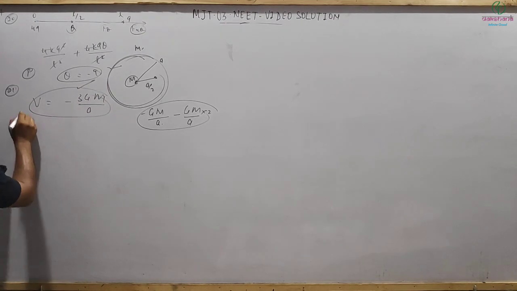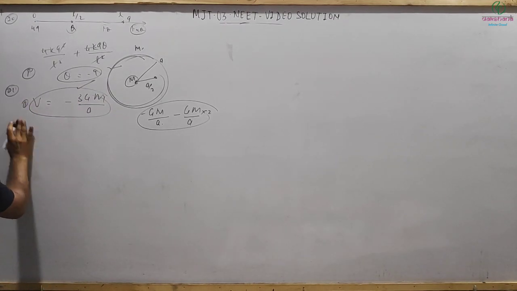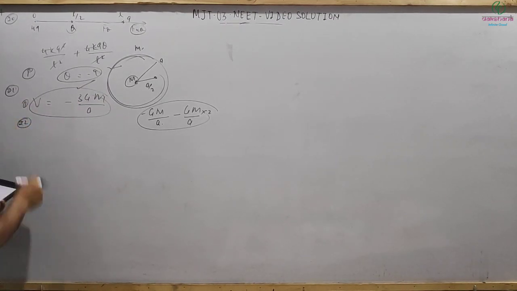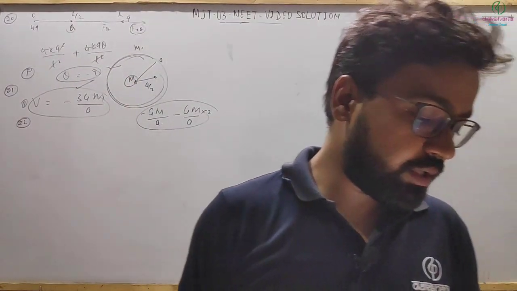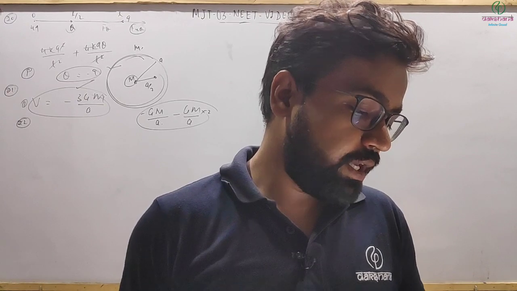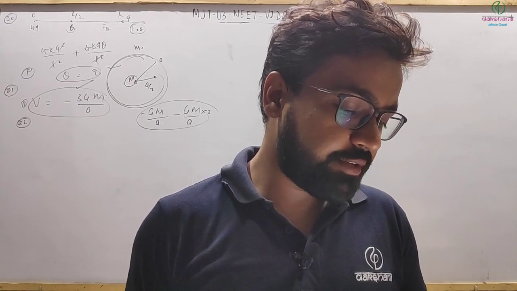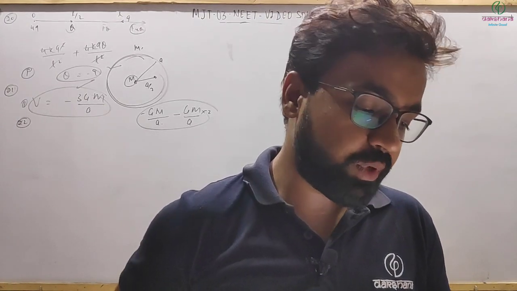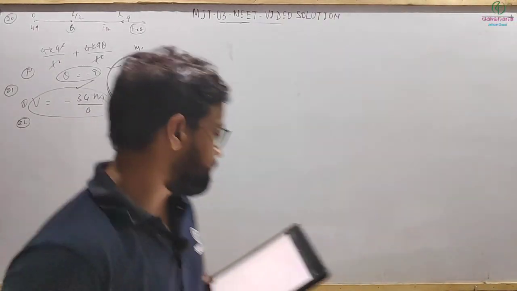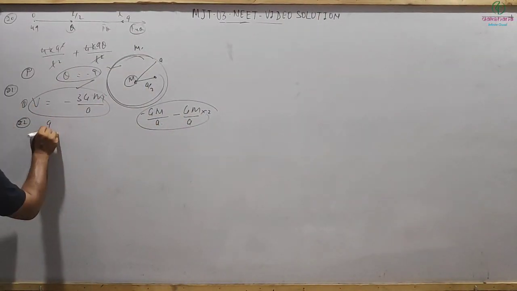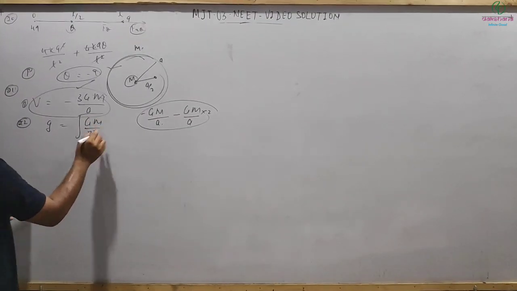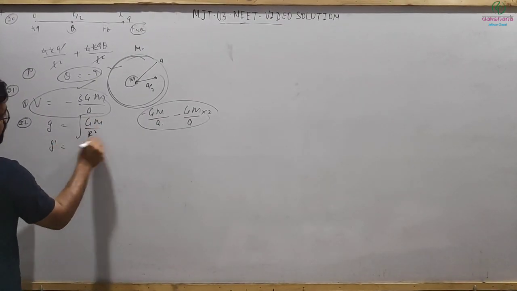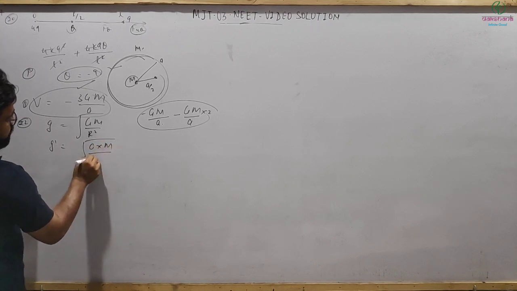This is matching with option number 1. Question number 22. Weight of an object on Earth's surface is 200 kg. Find out its weight on the surface of a planet having mass 1 by 4 times of the Earth and radius half of the Earth. So we need to calculate the value of g, which is G M by R square. Mass is M by 4.